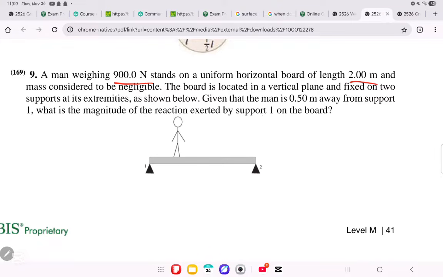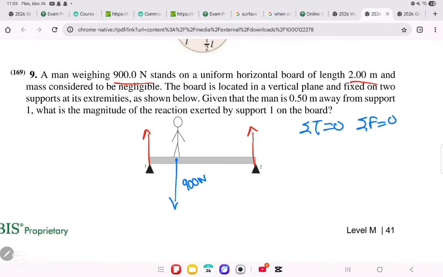There are so many ways to do this, but what's important is that you understand the general concept on how to do this. First of all, we should draw the weight of the man. The weight of the man is 900 newtons. Then we have normal force 1, normal force 2. How do we find the magnitude of the reaction exerted by support 1 on the board? We need to apply the equilibrium conditions. Sigma torque is equal to 0 about any point, and sigma F is equal to 0.